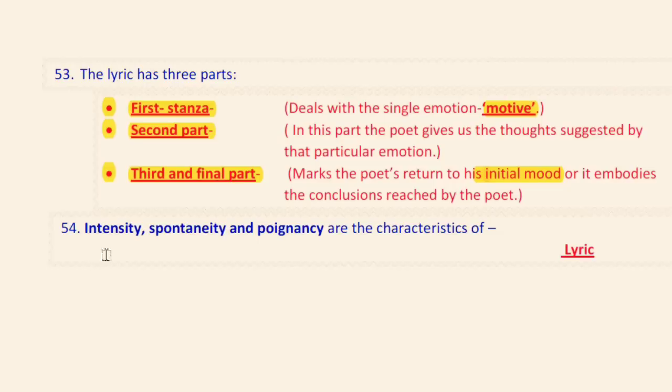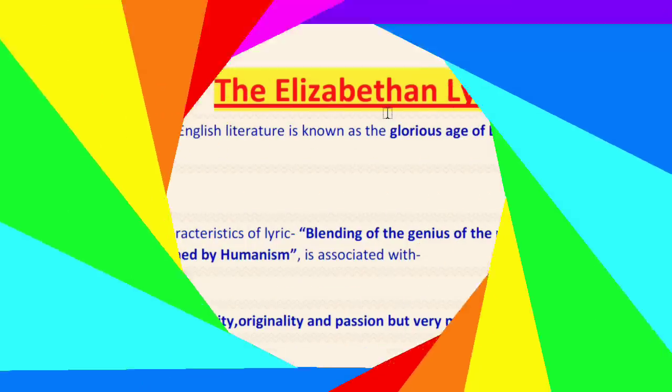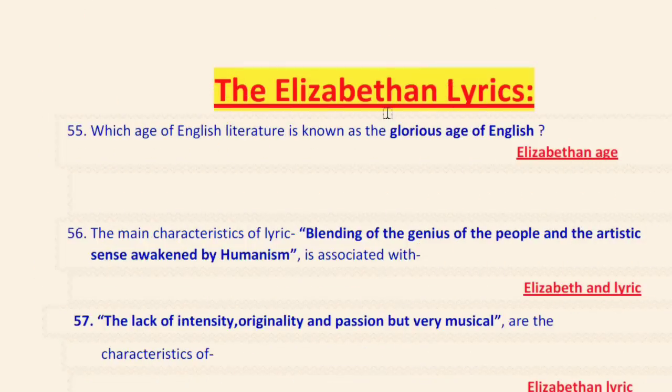Question number 54. Intensity, spontaneity, and poignancy are the characteristics of, the answer is lyric. Okay, now let's talk about the Elizabethan lyrics. Question number 55. Which age of English literature is known as the glorious age of English? The answer is Elizabethan age.